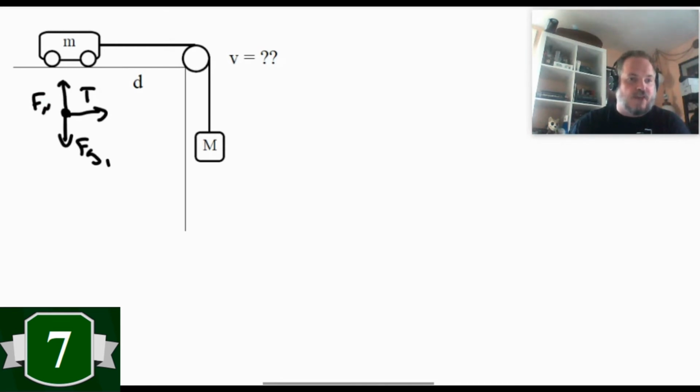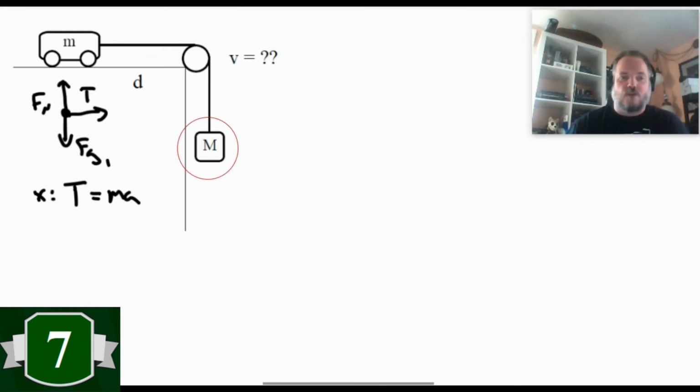There's no friction or anything in the problem, so the y direction is going to be completely irrelevant, and this gives us a really easy equation. We have F equals ma. All the tension is to the right, nothing is to the left. This thing is not in equilibrium, so it's going to accelerate. Tension equals ma. Easy, but we don't know the tension.